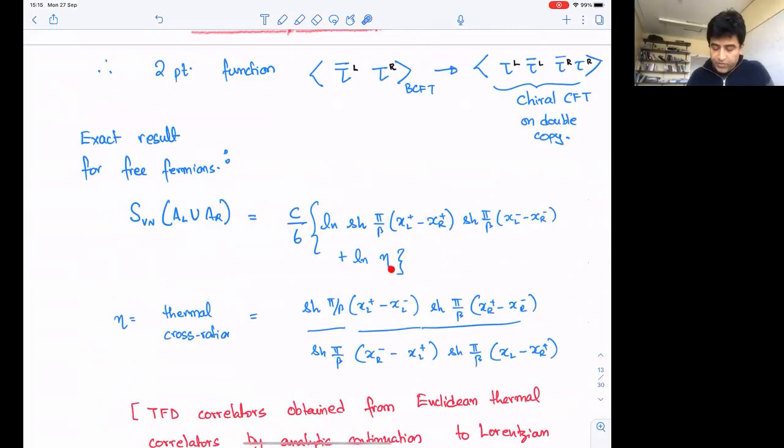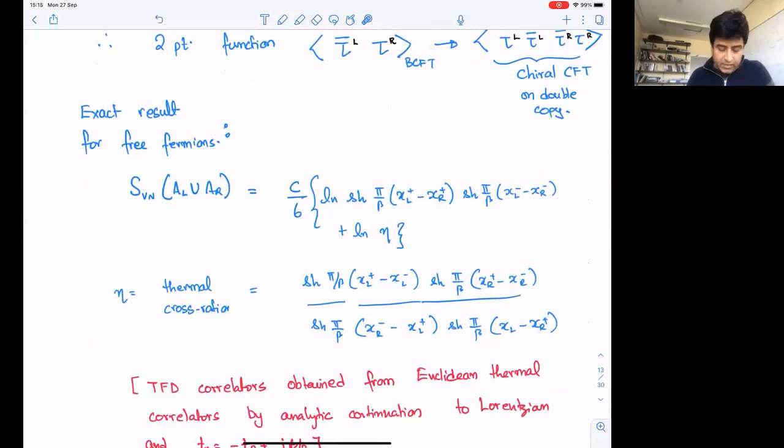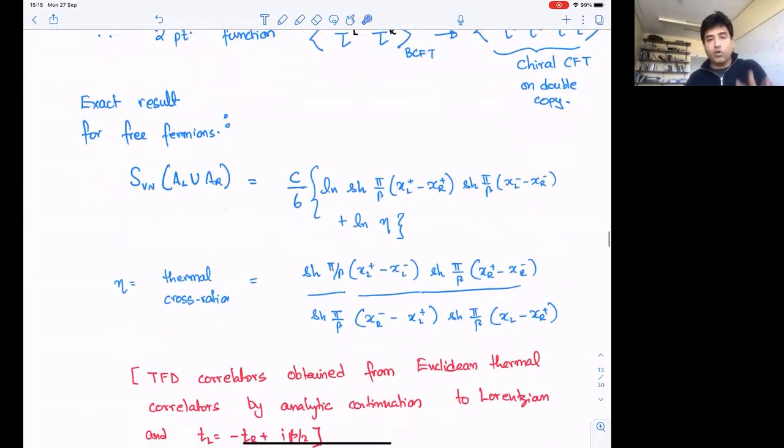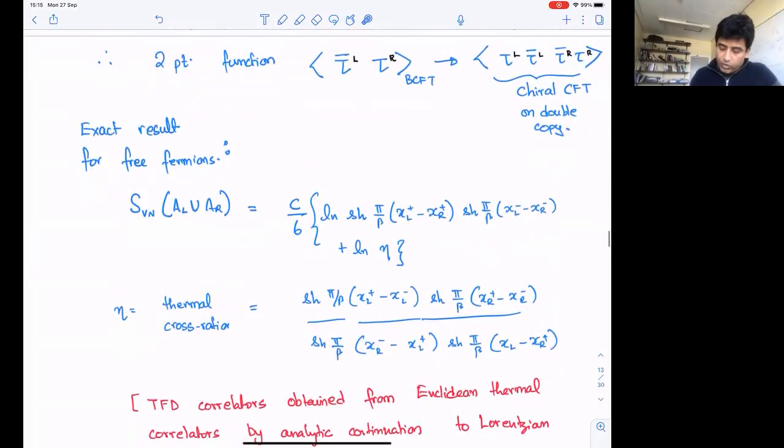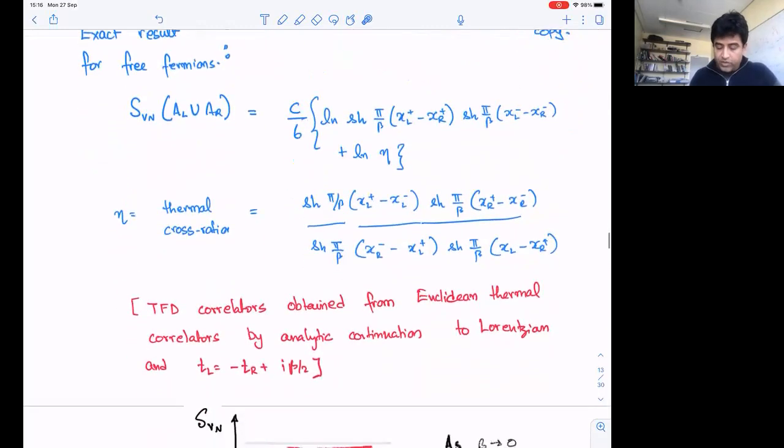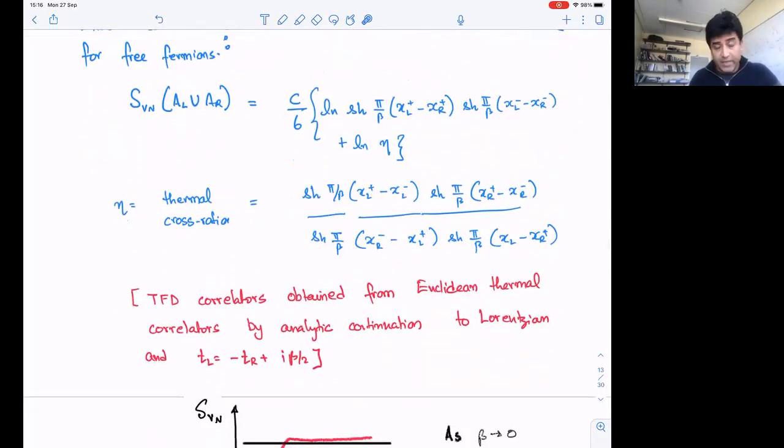The second term is log of eta, and eta is what we call the cross ratio, in this case, the thermal cross ratio. Because there are four points, it's a four-point correlation function, and so there is a conformal, dimensionless cross ratio of the coordinates of these four points. In the thermal state or the thermofield double state, the algebraic cross ratio is just replaced by a ratio of sinh's. That's the only difference when you go from the zero temperature case to the finite temperature case. If you notice, the first two terms link left and right, but the first term depends on left plus and right plus coordinates. The second term inside the log depends on left minus and right minus coordinates. The cross ratio, on the other hand, links plus and minus.